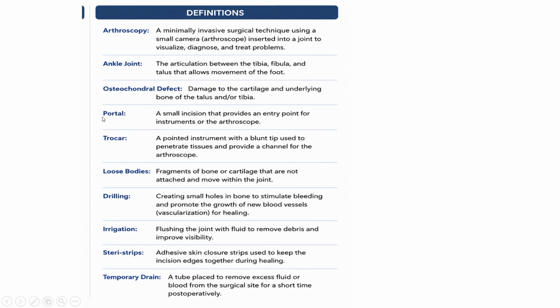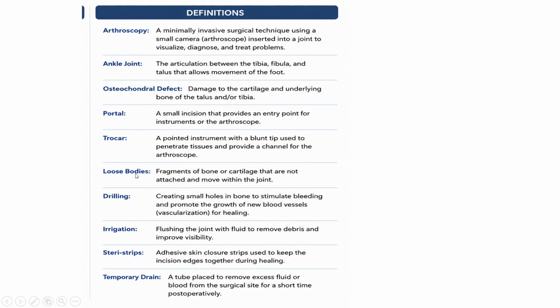Next you have the portal. What is a portal? It is a small incision where the physician will make an entry point for the instruments or the arthroscope. Next, trocar. What is a trocar? It is an instrument with a blunt tip that will penetrate the tissue and provide a channel for the arthroscope.